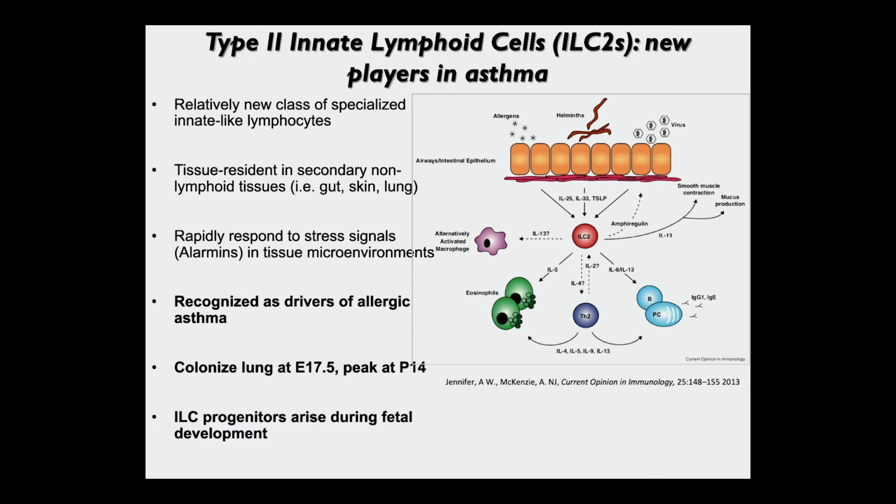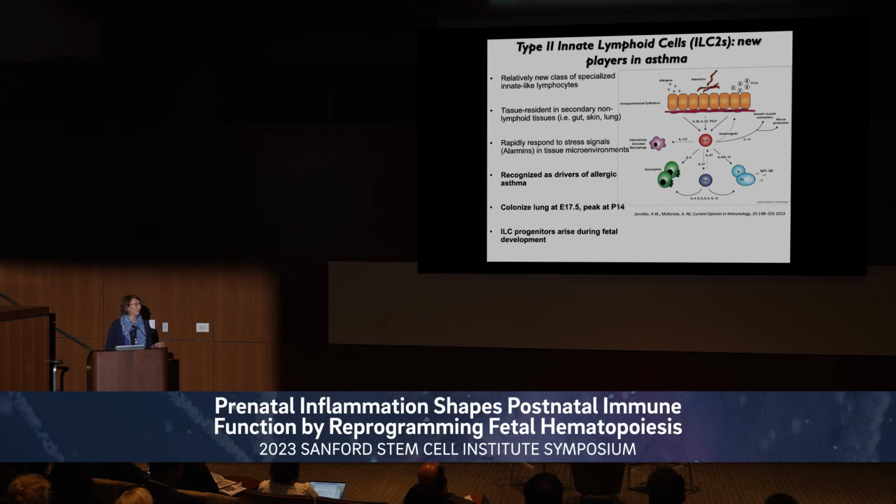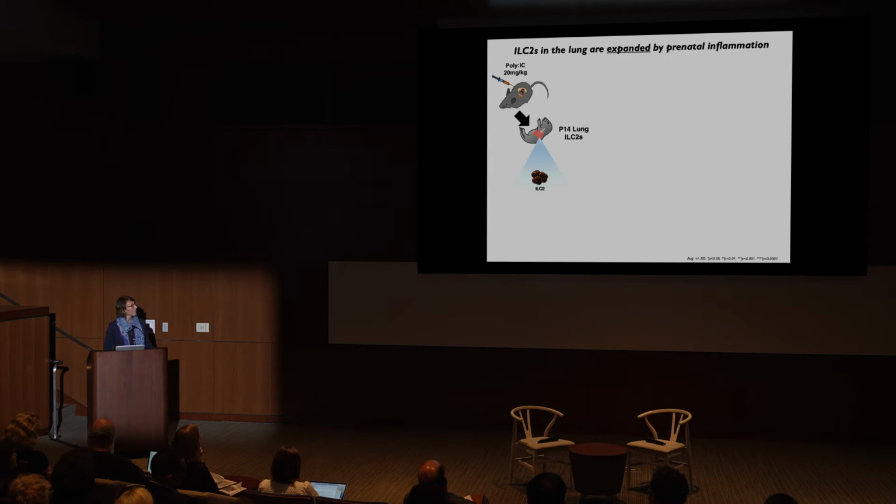They colonize the lung very early at E17.5, and they peak in cellularity at P14, where they're subsequently replaced more by adaptive immune cells like Th2 cells. So they're kind of a Th2 cell equivalent. And their progenitors, importantly, arise very early during fetal development in the fetal liver.